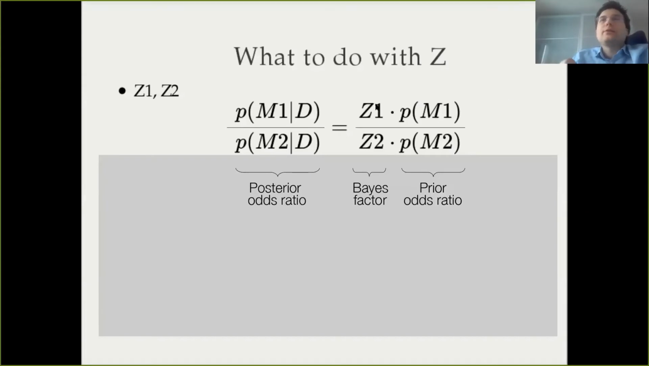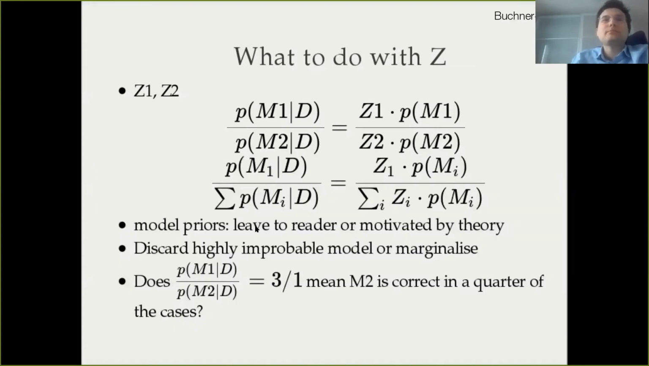Yes, so I talked about the ratio of these evidence values. That's the Bayes factor. You have to multiply this by the prior odds of model 1 to model 2, and then you have the posterior odds, which is what you're actually interested in. How probable is model 1 given the data compared to model 2 given the data? Right, so this is the case if you have more than 2 models.